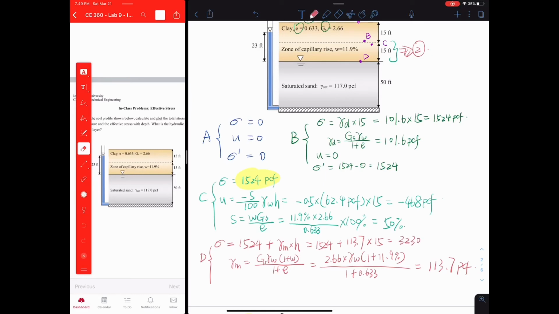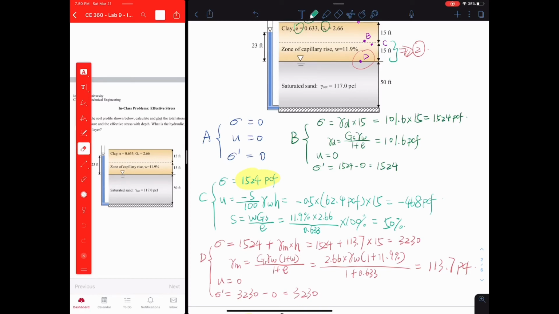Okay, then, the pore pressure, because point D is at the water table. Remember, the pore pressure, the water pressure at the water table, is 0. So the effective stress should be 3230 minus 0, and the final answer is 3230.